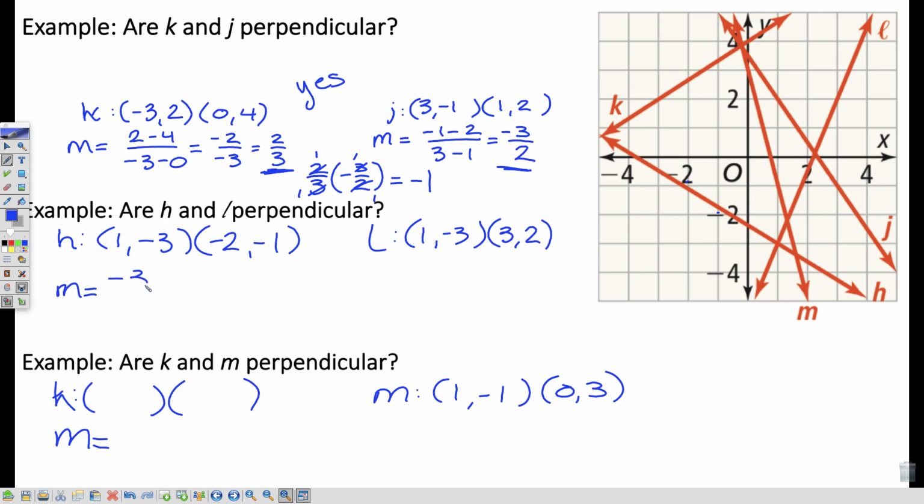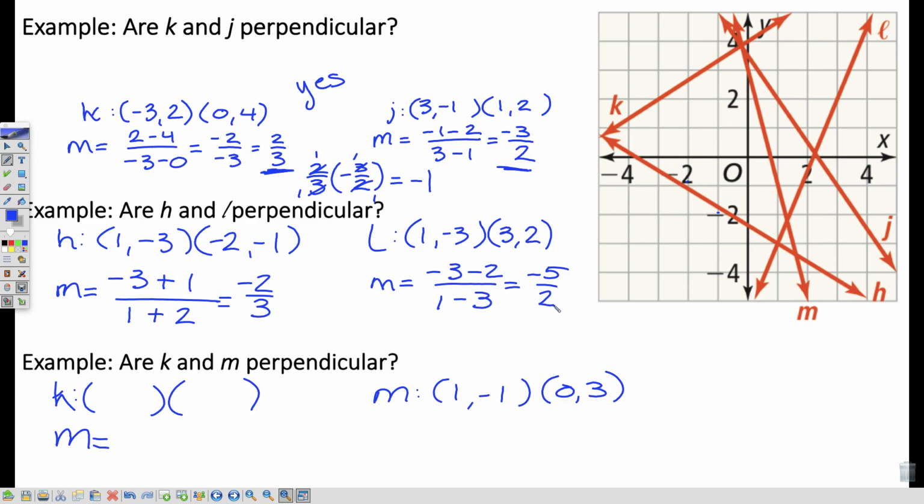So -3 minus a -1 over 1 minus a -2. So -2 over 3. And then -3 minus 2 over 1 minus 3. -5 over 2.